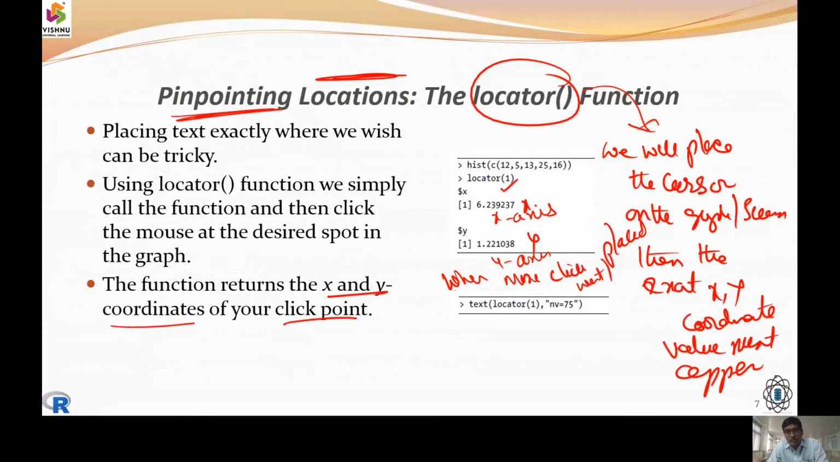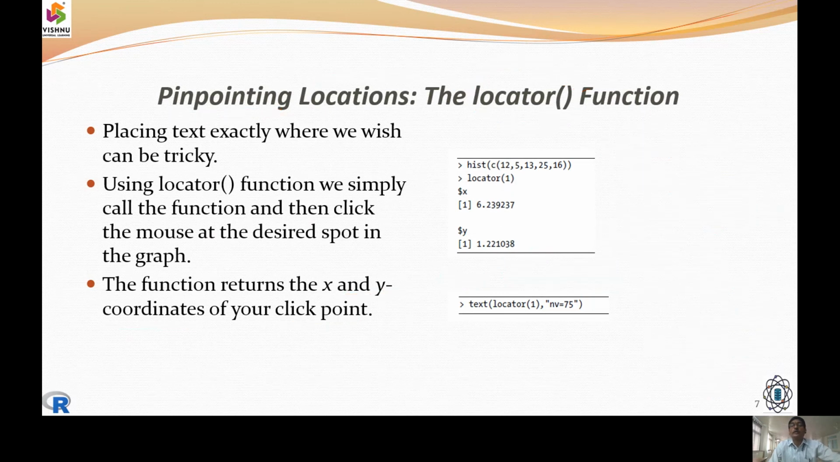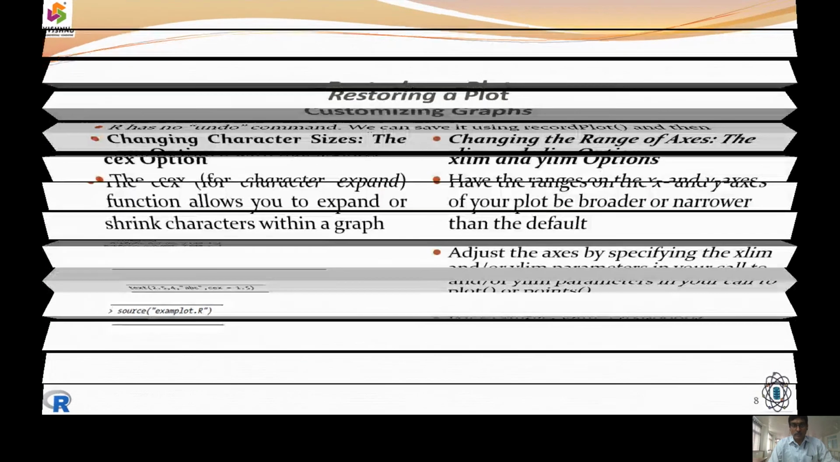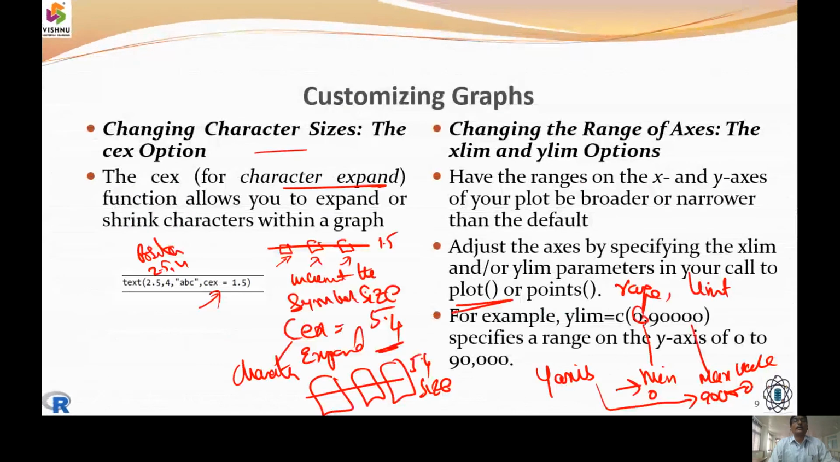Now when I click randomly on a graph, the exact x-axis and y-axis location is going to be pulled up. That is where we have the locator function. There is no undo operation, so we have to save the file, and from that, we have to go back.